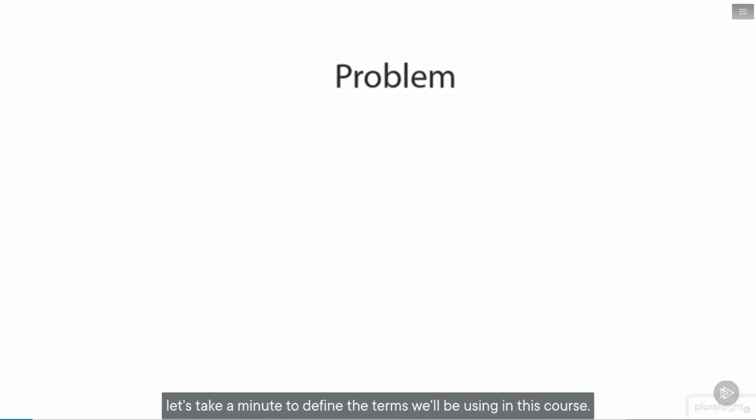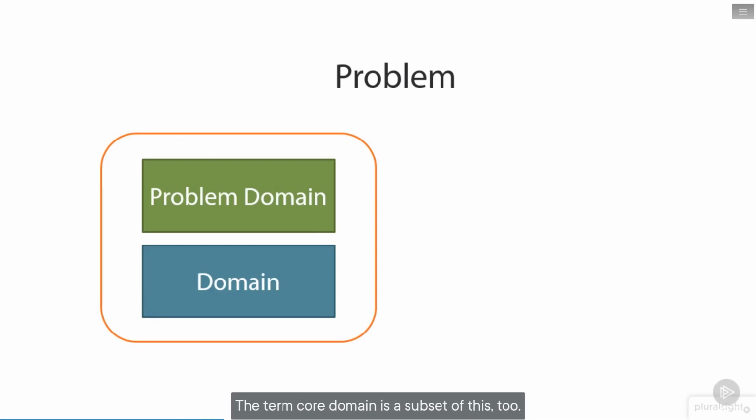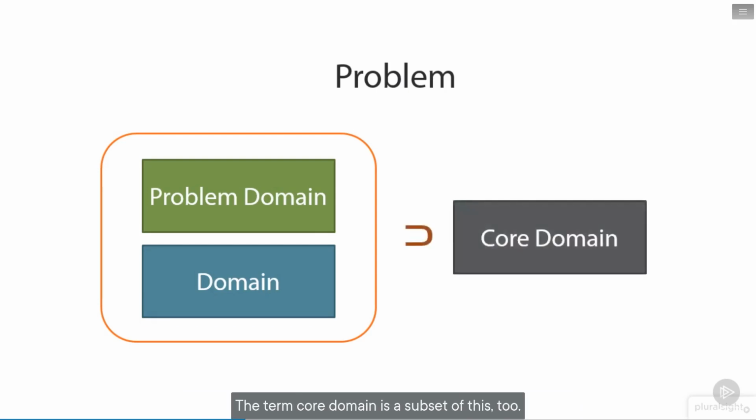Before we start, let's take a minute to define the terms we'll be using in this course. You might have seen many of them in the past, but it's not always clear what they mean in different circumstances. First of all, I use the terms problem domain and domain interchangeably. They mean the actual problem our software is going to solve, the purpose it is built for. The term core domain is a subset of these two. It is the essential part of the problem domain, the part which cannot be delegated to an external solution and must be resolved by us developers.